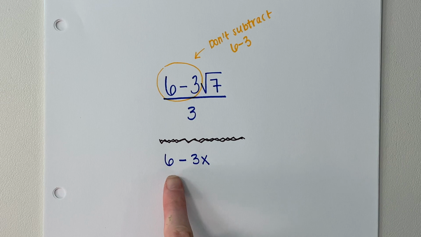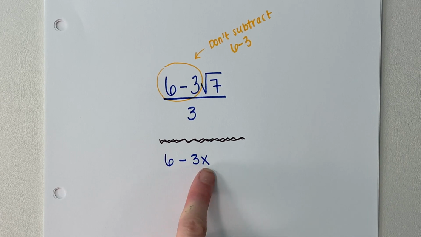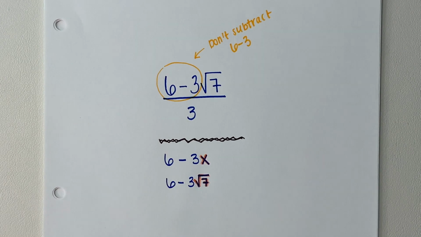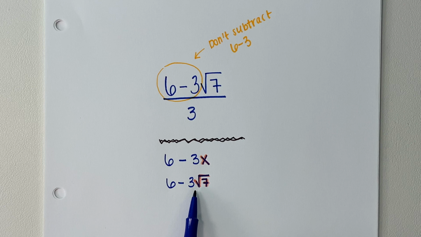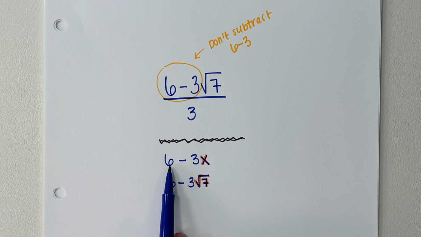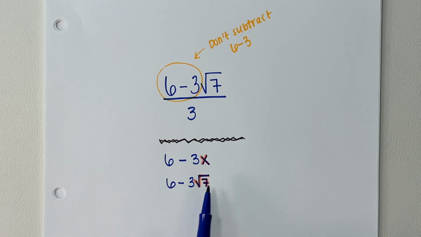If we look at a related example here, since these are not like terms, we cannot take the 6 and subtract 3. Just like these are not like terms, these are also not like terms. These are not like terms because this has x for a base and this does not have x for a base. Similarly, these are not like terms because this has square root of 7 for a base and this does not have square root of 7 for a base. So these are not like terms, they cannot be subtracted.